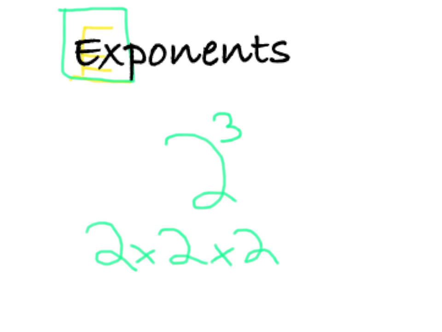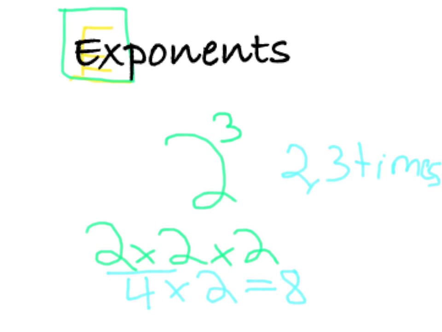Now let's change our color here. So 2 times 2 times 2 is the same thing as 2 to the 3rd power, or 2 multiplied 3 times. So we know 2 times 2 is 4, times another 2 is going to be 8. So that would be an example of an exponent.